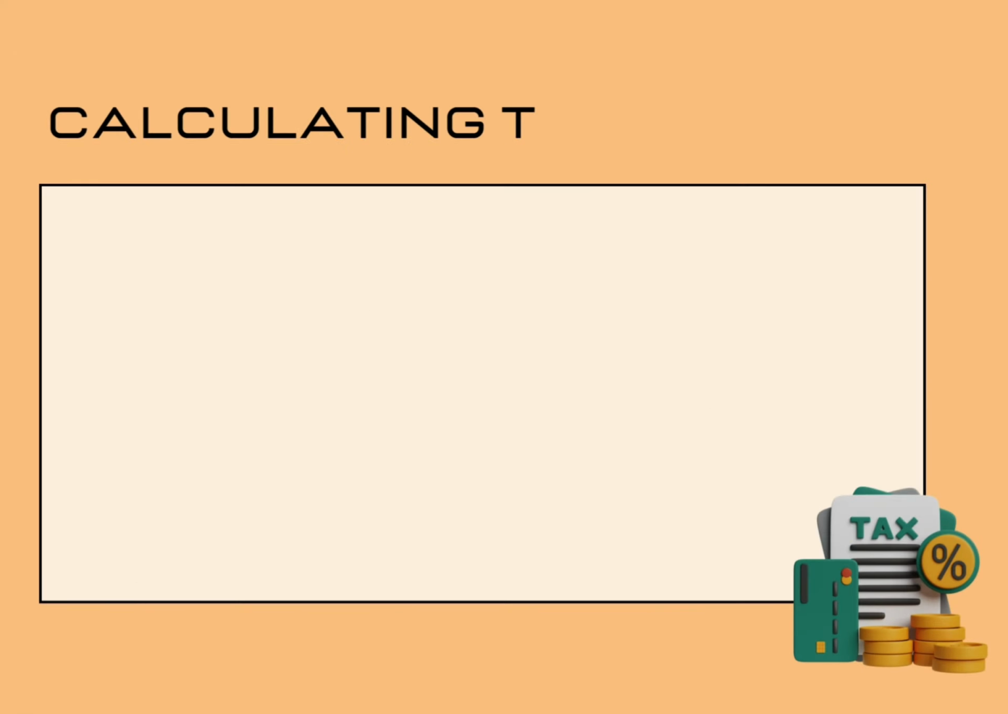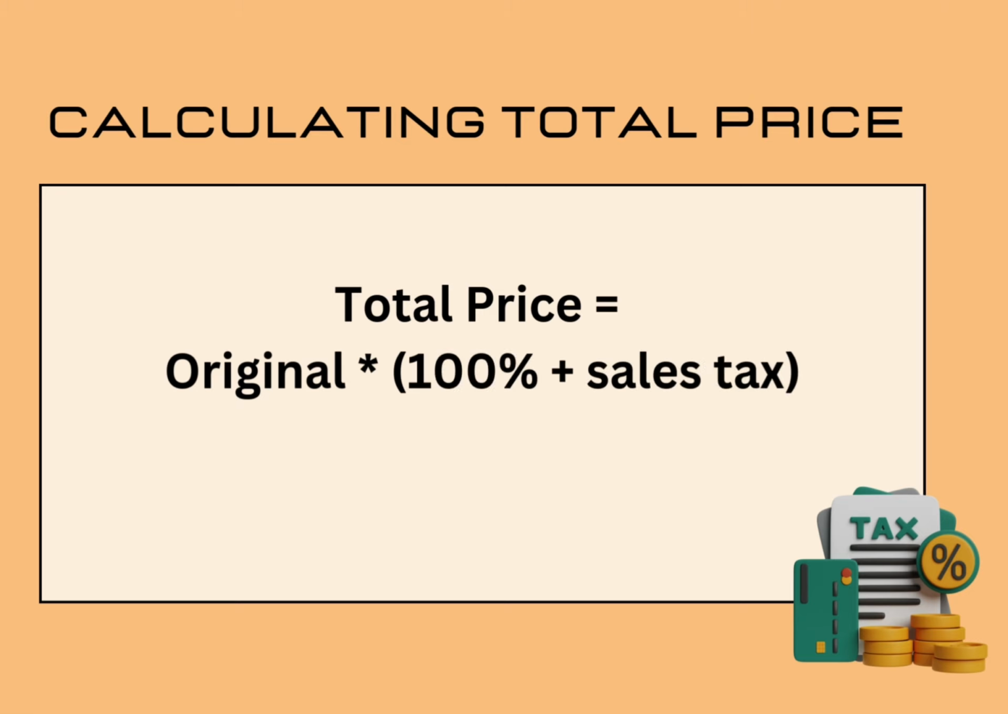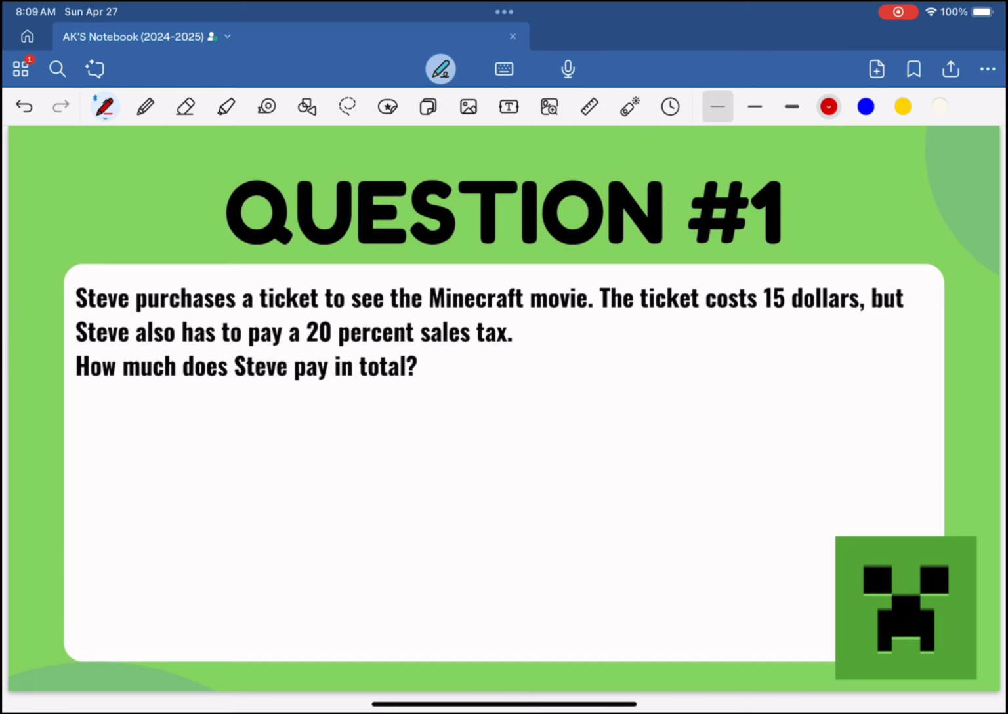Firstly, let's find out how to get to the total price with a sales tax. The total price is the original price times 100% plus the percent of the sales tax. Now let's look at an example problem. Question 1. Steve purchases a ticket to see the Minecraft movie. The ticket costs $15, but Steve also has to pay a 20% sales tax. How much does Steve pay in total?